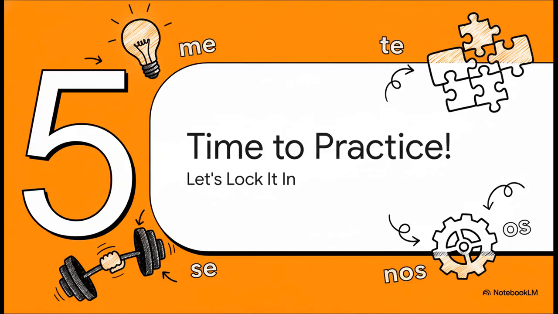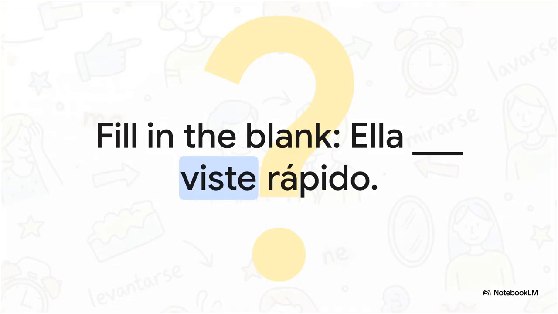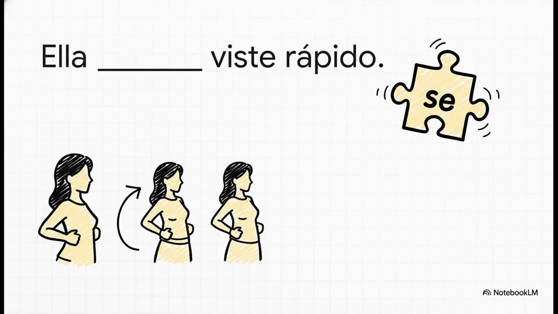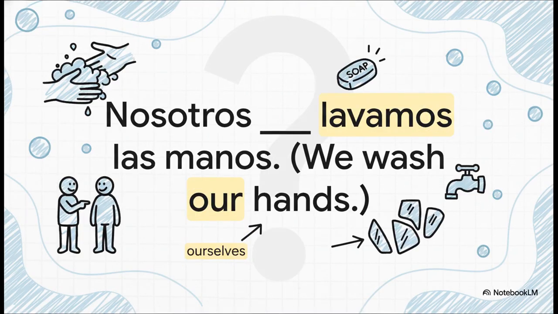All right, so theory is great, but we got to make this stuff automatic. Let's just run through a couple of quick examples to really lock in this new skill. Okay, first one. Ella se viste rápido. We want to say she gets dressed quickly. Take a look at your pronoun chart, or think back to it. Who's the dance partner for ella? You got it. It's se. Ella se viste rápido. See, the action of dressing is happening to her, so she needs that reflexive pronoun to show it.